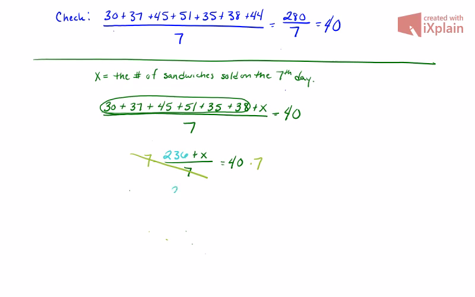This now is going to give me 236 plus x is now equal to 40 times 7, which gives us 280. If we remove the 236 from both sides, we will again see that x is going to be equal to 44 sandwiches need to be sold on day 7.